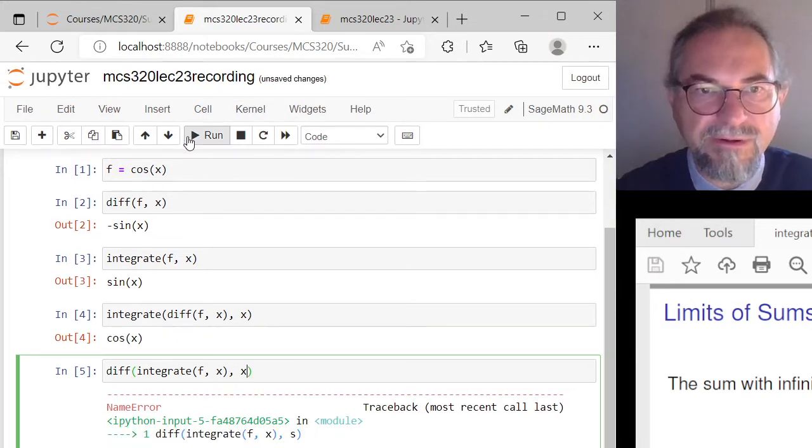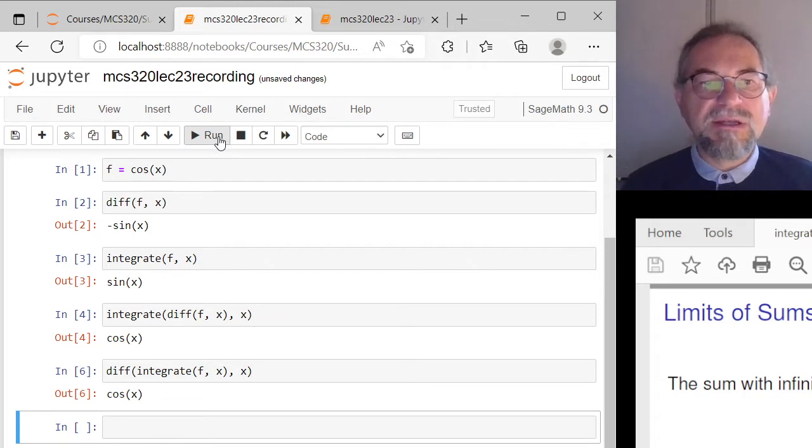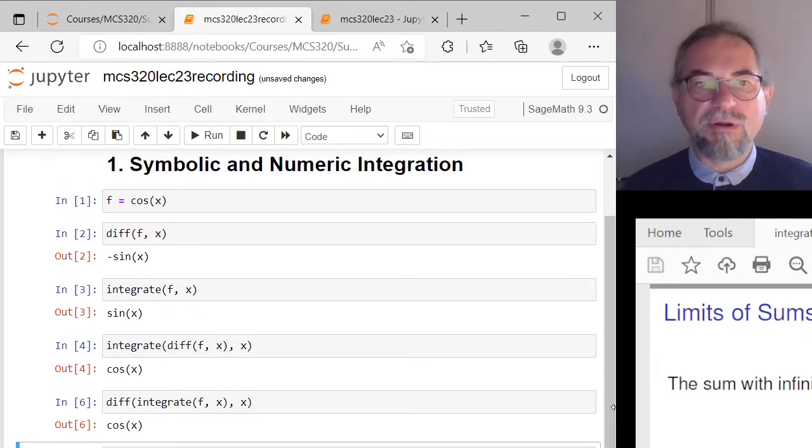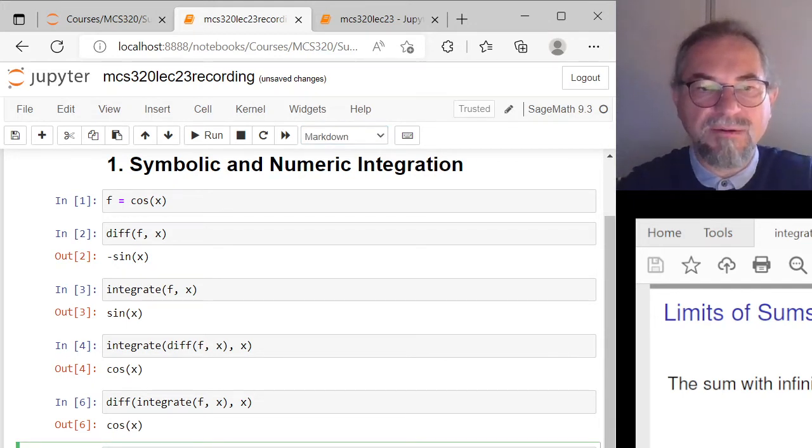I was thinking about the sign, so I wrote the S. So here everything works out very nicely. So symbolic integration is the antiderivative operator, and it commutes with the derivative operator. However, in many interesting cases, there is no symbolic antiderivative.